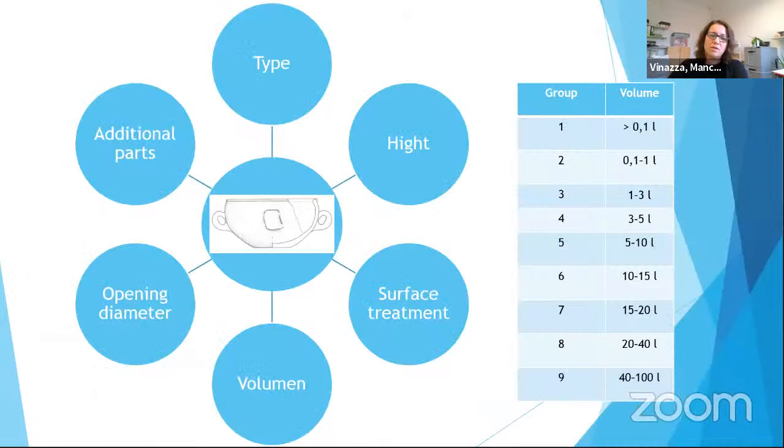During our work, we were observing the type, the volume, the height, the diameter of the opening, the surface treatment, and the presence of the additional parts of the vessels, and of course, fabrics. Based on this, we determined 9 groups.